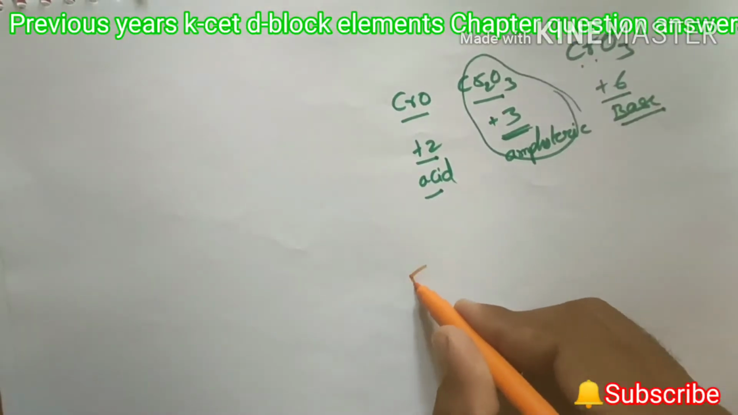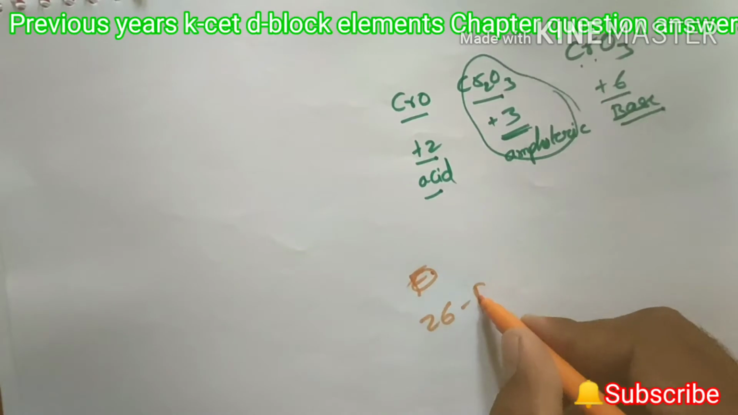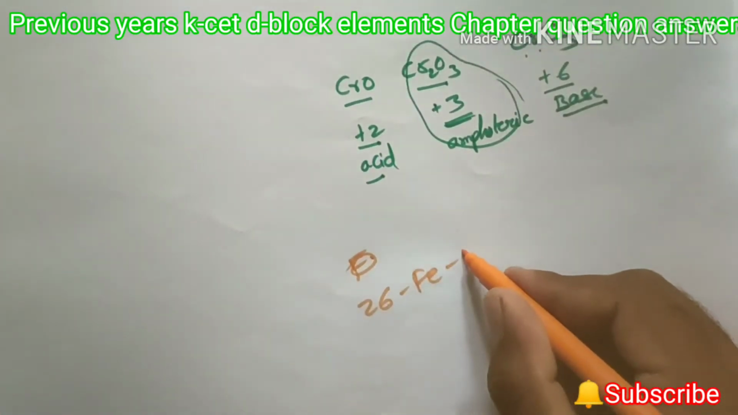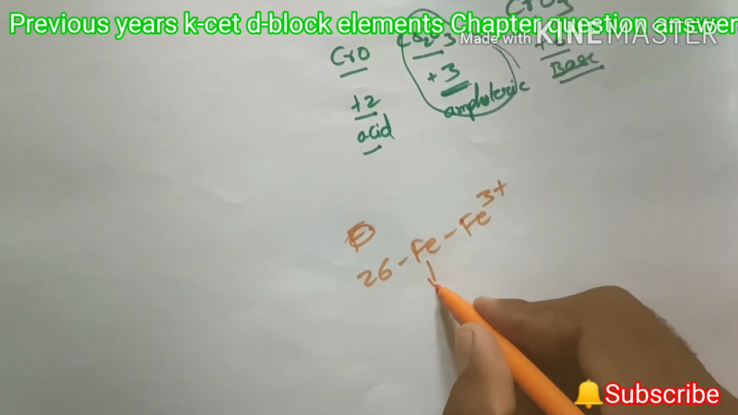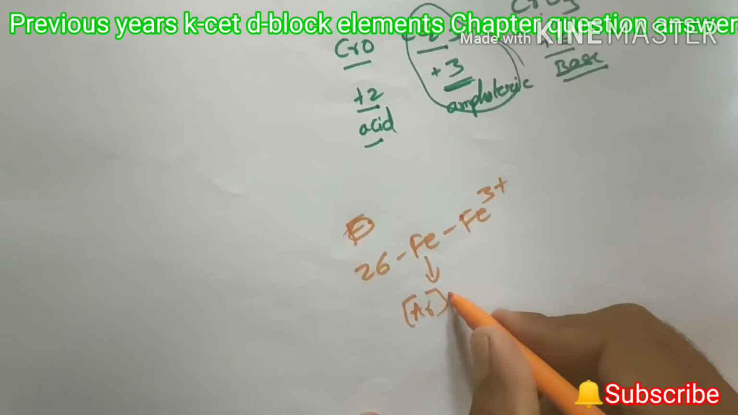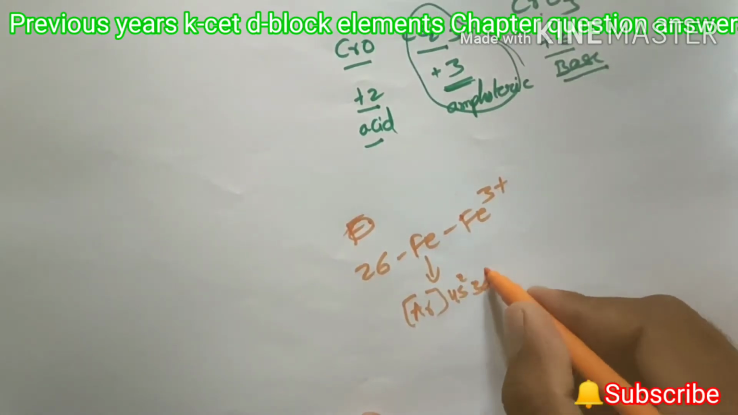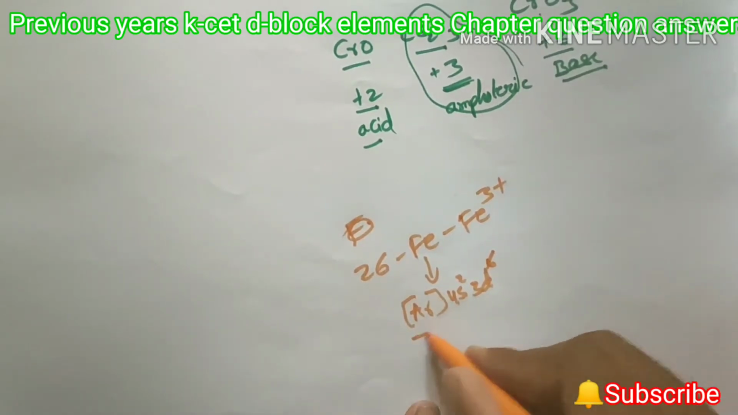The 26th element will be iron, in the Fe3+ state. What is the electron configuration of iron? Argon 4s2 3d6. This is the electron configuration.